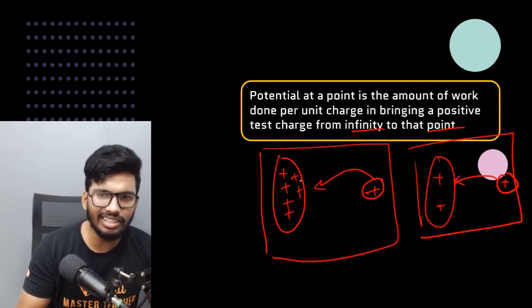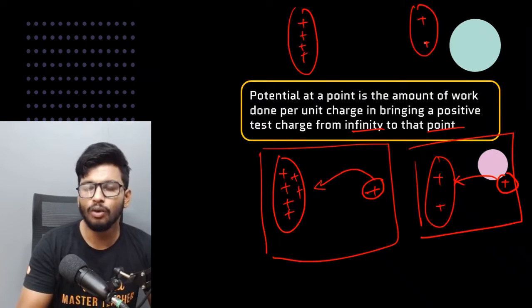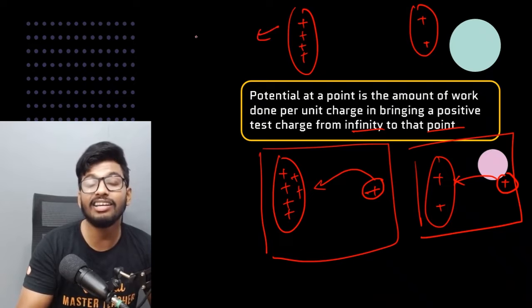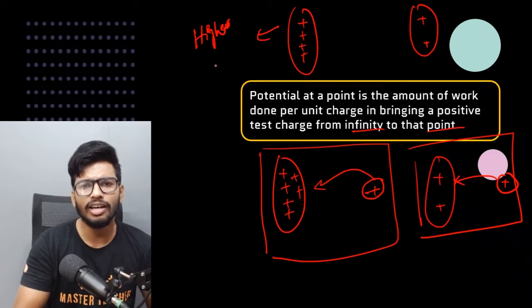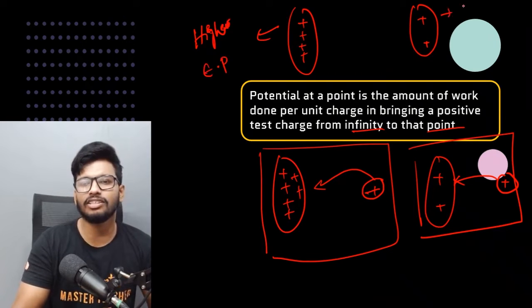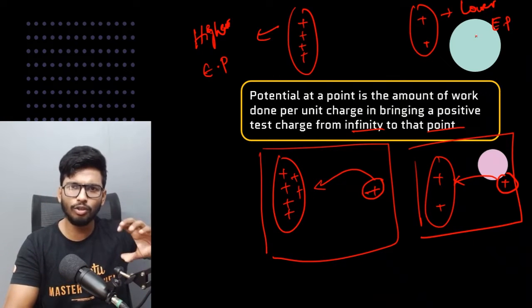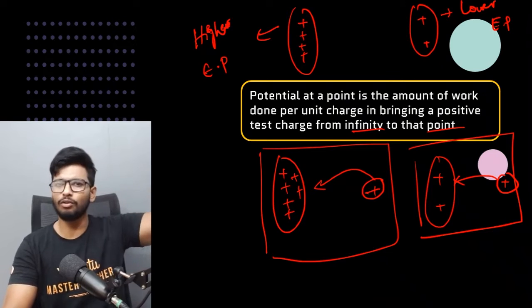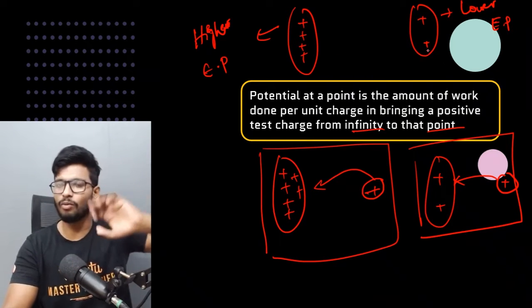Now, if I connect these two plates, you can say that this one is at a higher electric potential. Why? Because the work done here is more. This one, on the other hand, is at a lower electric potential because the work done here is less. Now, you know what electric potential is. It is nothing but the work done to move a unit charge from infinity to a point. So, in the first case, the work done is more. In the second case, the work done is less.